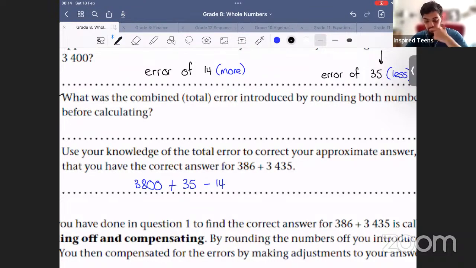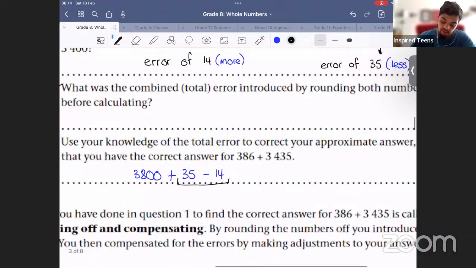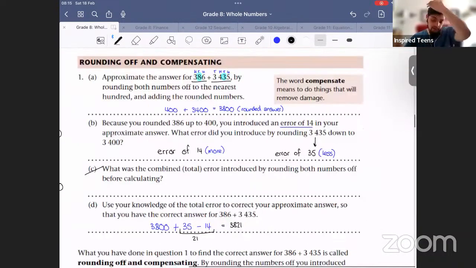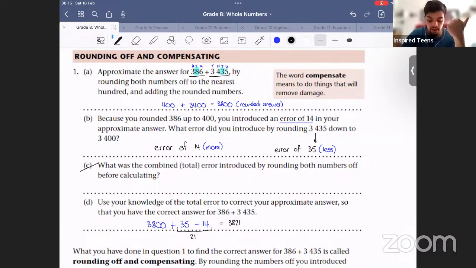In that case, I can actually do this calculation first, even if I'd like. 35 minus 14 is 25 minus 4, which is 21. And therefore, I can say 3,800 plus 21, and that gives me an answer of 3,821. So it's just rounding off and compensating for the errors.